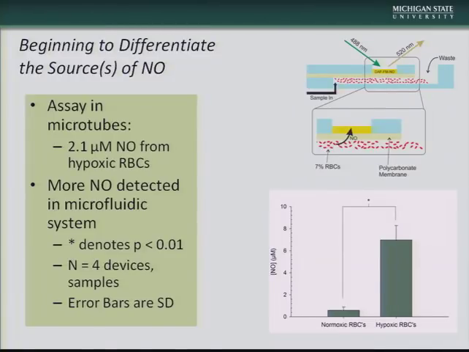When we did that, we could actually see about 2.1 micromolar nitric oxide released from the red blood cells, but again, we weren't too confident in that value.